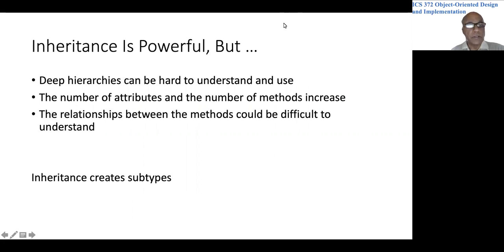subclass quite often, but there are some disadvantages with inheritance. One is that deep hierarchies can be very hard to understand and use sometimes. The number of attributes and methods increase with each level, and the methods can sometimes be difficult to understand because of their complicated relationships.